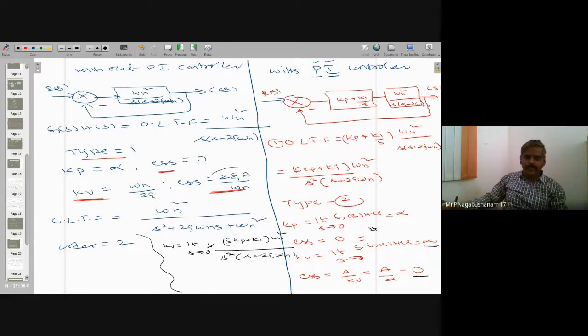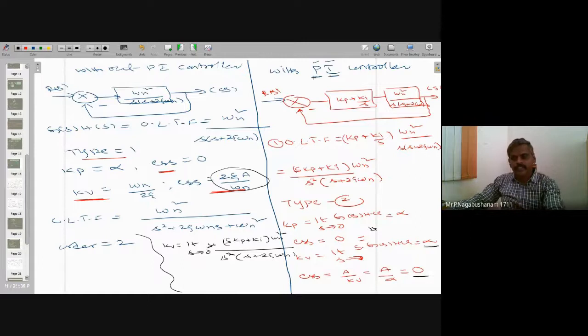Previously the error was a constant. Some error is there, some gap between input and output. If you use the PI controller, that error becomes 0. Yes or no? That is the advantage. If you want to improve the steady state response, then you go with the PI controller. Otherwise, if you want to decrease the steady state error, then you go with the PI controller.